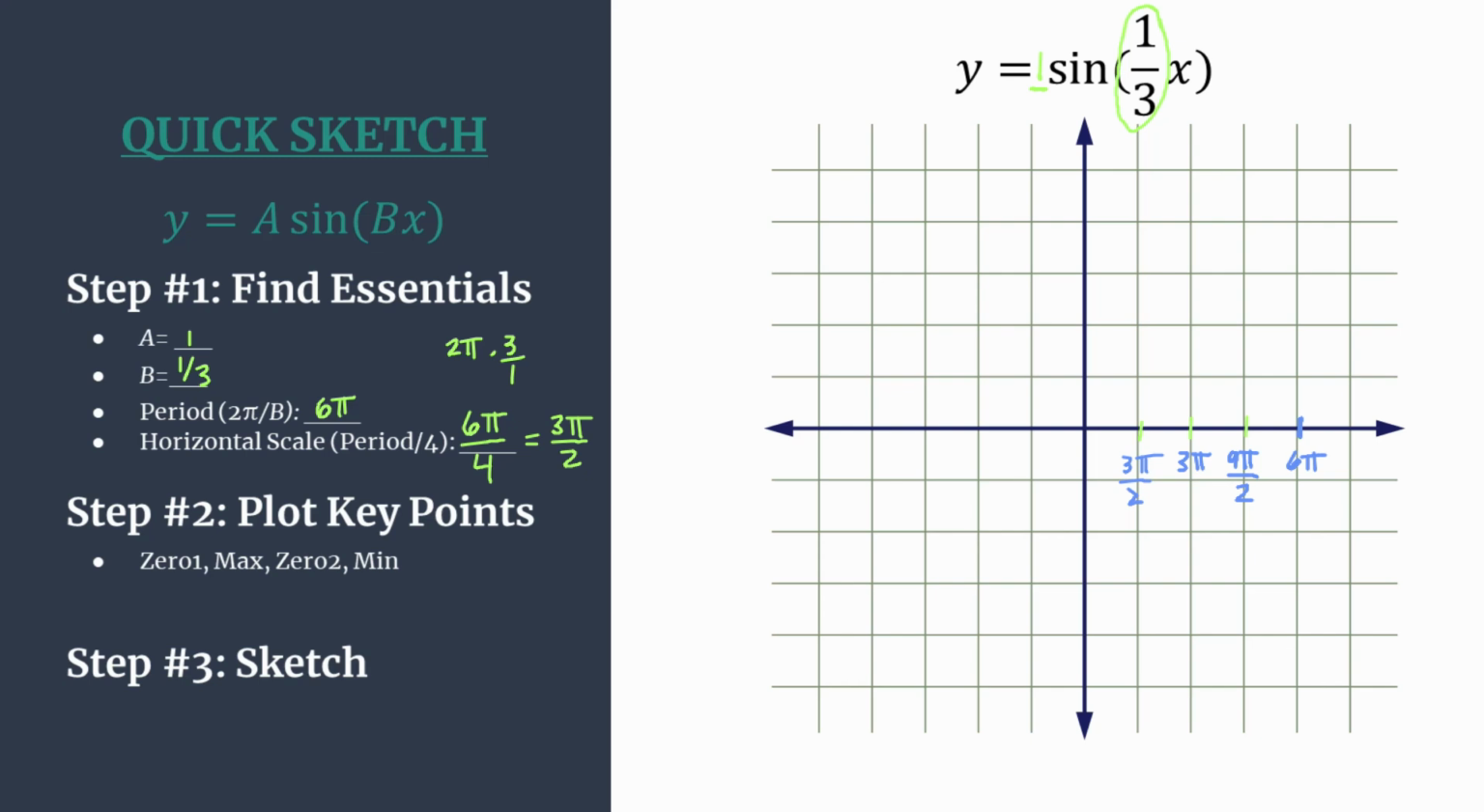Now we already talked about a being a value of 1. That's our amplitude. So from the midline, which is just going to be that x-axis here, that's going to be a maximum of 1 and a minimum of -1. And we'll see that as we get to step 2.